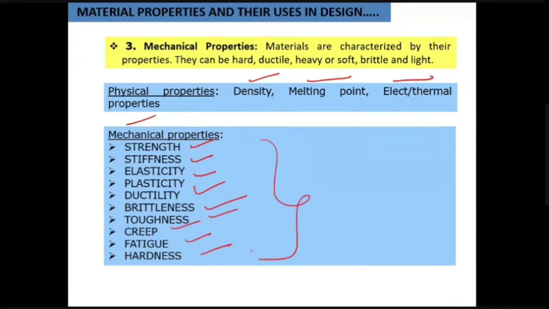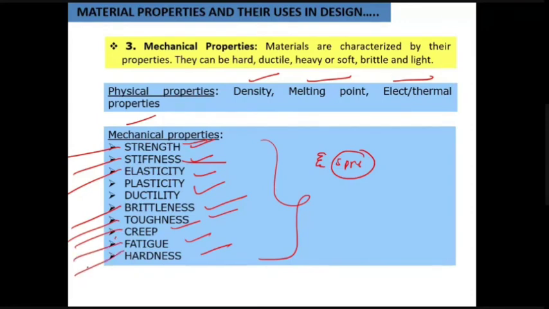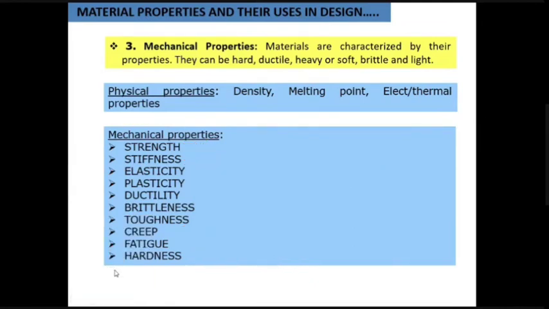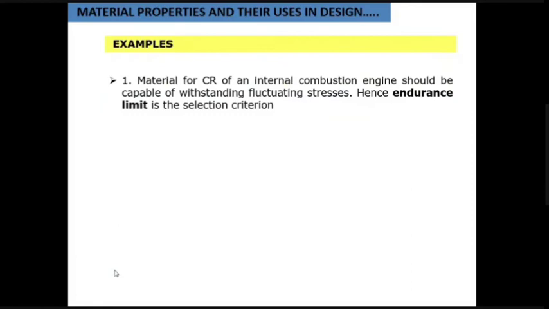These are all mechanical properties of a material. It is not compulsory that every material should satisfy all the factors. In some applications stiffness is not required but strength is required. For example, take a spring. In a spring, strength is required, yes. Stiffness is required, yes. Elasticity is required, yes. No need of brittleness, no need of toughness. Maybe fatigue is also required, maybe hardness is also required. So depending upon what element you are designing, you have to select the material based on what mechanical properties are required. Is it okay?